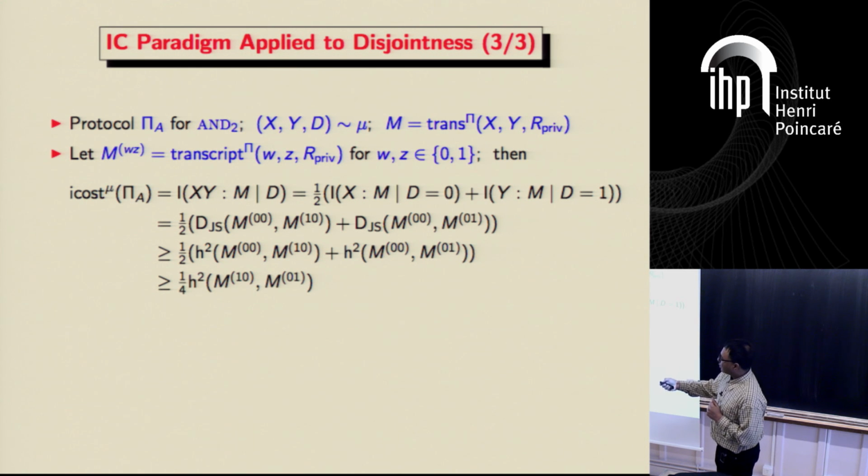Now, are these 2 distributions actually different from one another, or should they be? It's not clear, because the answer is the same in both cases. They're trying to compute the AND, and the AND is 0 in this case and the AND is 0 in this case as well. So why should these be different?